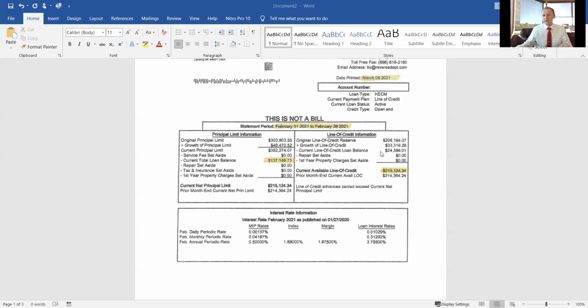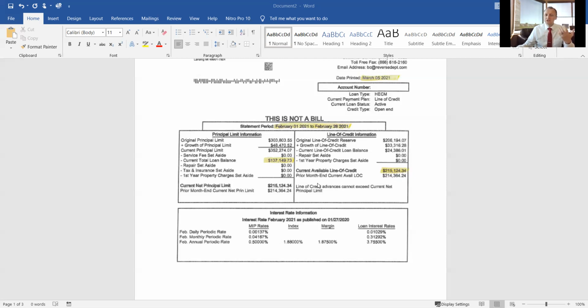And so for this client, in the couple of years they've had this loan, their line of credit has grown by about $33,000. This third line is current line of credit loan balance. This is, again, one of those confusing terms. Essentially, all this is saying is that since you started the loan, you've borrowed $24,000 out. But this figure is already being included in the current total loan balance. There's not an additional $24,000 on top of the 137. It's already being included in that total balance. And then down here at the bottom, this is your current available line of credit. This just tells this homeowner how much money they have available to draw out as of right now today.